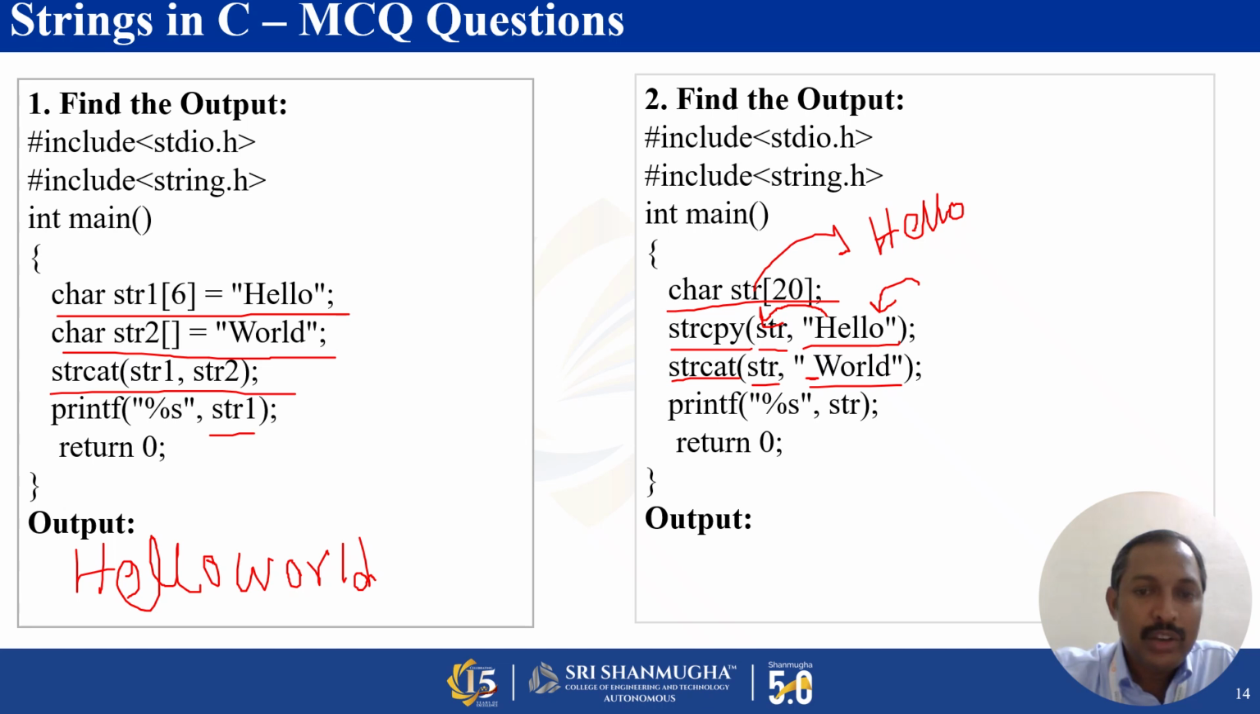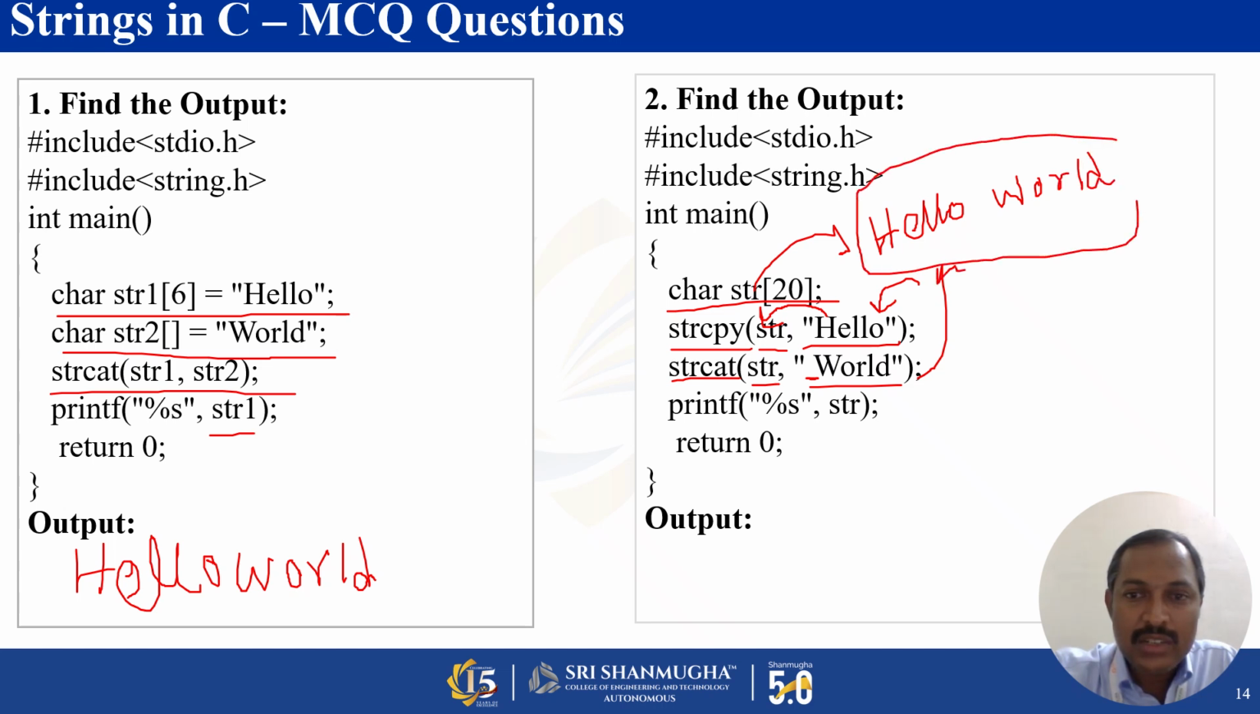So at the end of hello, we are going to add space world. Within str the value is going to be changed. At the end of str, space world is added while executing the statement. So now the total string in str is going to be hello world. After performing first strcpy, then strcat, we are getting hello world. So the output is going to be hello space world, and it is going to be printed.